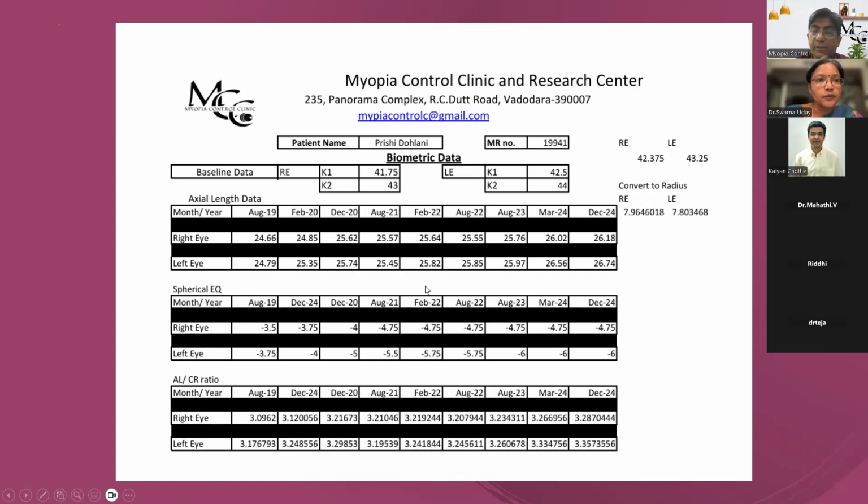So when we talk with them about myopia, we talk about sphere only. But when we are discussing this, because bulk of the data across the globe is collected as spherical equivalent, we have to take that. That's the only thing.